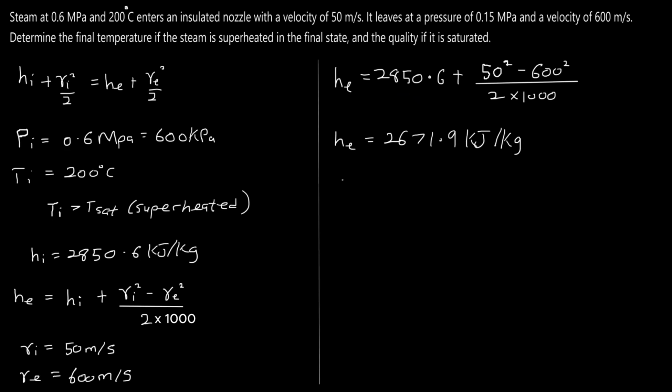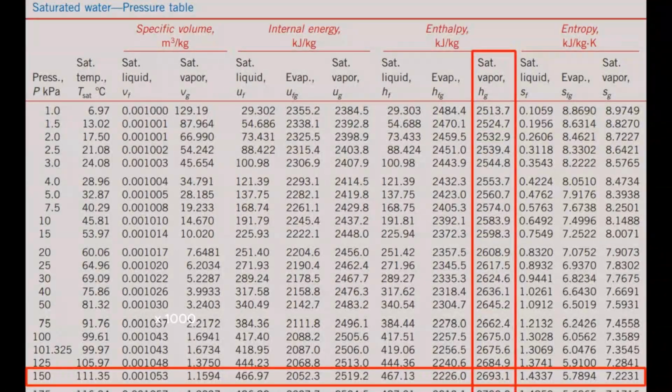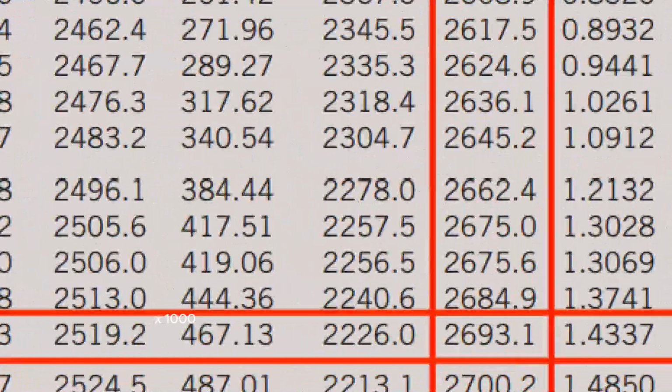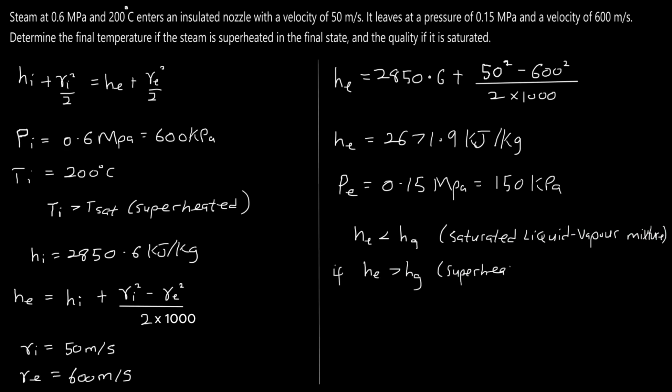We were given the exit pressure as 0.15 megapascals or 150 kilopascals. Checking our steam tables, we see that the enthalpy of saturated vapor at 150 kilopascals is 2693.1 kilojoules per kg. Our exit enthalpy is less than this, meaning that steam at the exit is a saturated liquid vapor mixture. If the enthalpy was greater than Hg, we would consider the steam superheated.